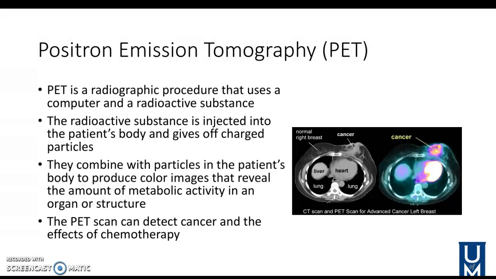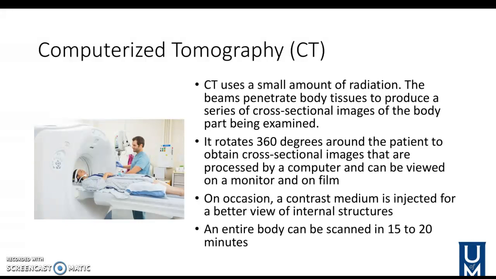Okay, so a test that is very common nowadays is called computerized tomography, or a CT scan, also known as a CAT scan. CT uses a small amount of radiation. The beams penetrate the body tissues to produce a series of cross-sectional images of the body part being examined. It rotates 360 degrees around the patient to obtain cross-sectional images that are processed by a computer and can be viewed on a monitor and on film.